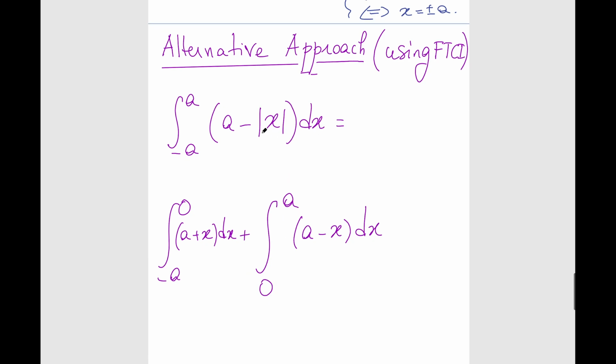So one more time, what did I use here? I've used property 6 above. You split this, you can stop anywhere. I stopped at 0. Why? Because this function, absolute value of x, changes at 0, right?